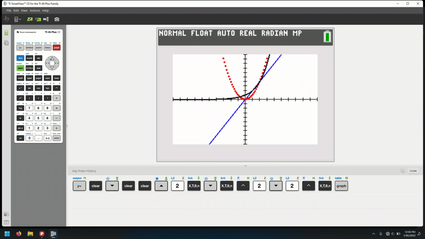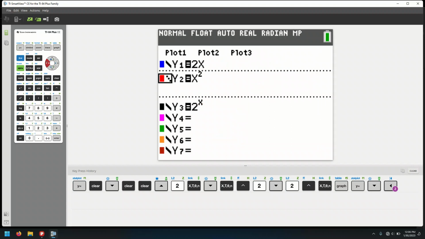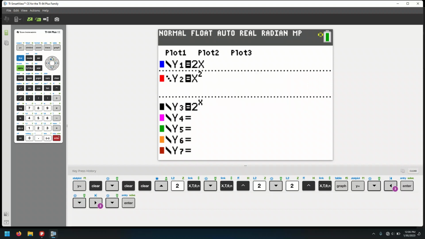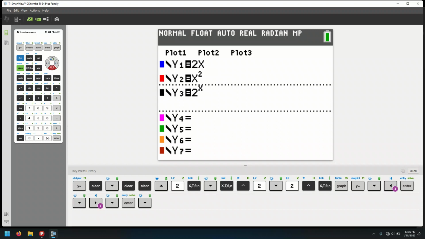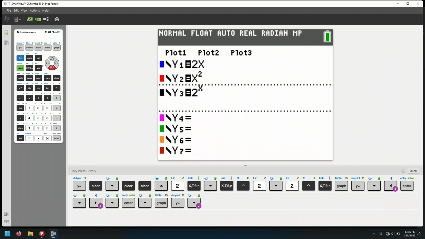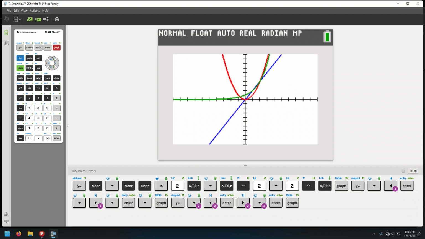Let me use a different color so it doesn't get confused with the actual axis in this case. And also let me change the type of line. Yes, I think this is the one. And let me make this green maybe. Oh, come on, I'm supposed to change colors here. And graph.